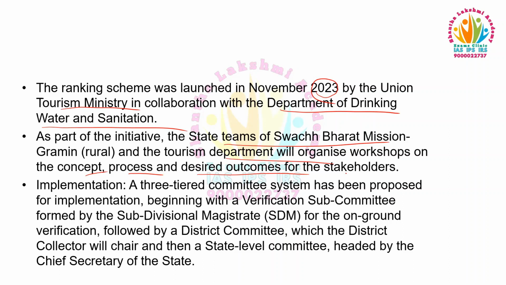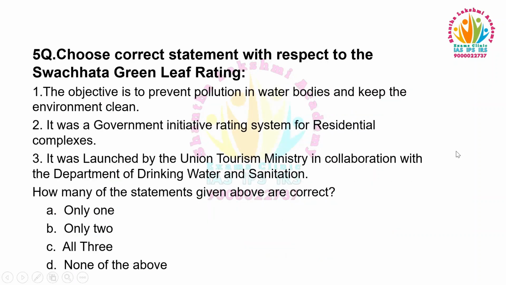For implementation, a three-tiered committee system has been proposed, beginning with a verification subcommittee formed by the subdivisional magistrate for the on-ground verification, followed by the district committee, which the district collector will chair, and then the state level committee headed by the chief secretary of the state. So the answer is only two, because it was a government initiative rating system for the hospitality sector.